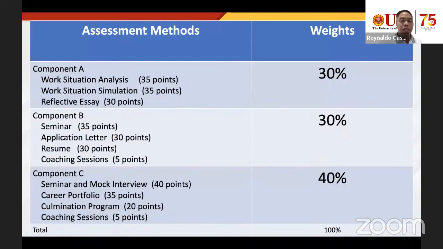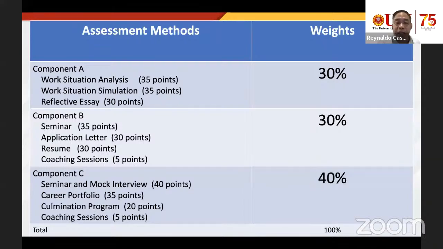So this is how you are graded in your component in your CAID 500. For your component A, according to the guidance center, you have your work situation analysis, your simulation, and you're required to submit an essay. No? For component B, your attendance today is 35 points, no, for the 30%. So it's very important that you should be present in your seminar today. If you have friends or classmates who missed the seminar today, there's another session this afternoon.